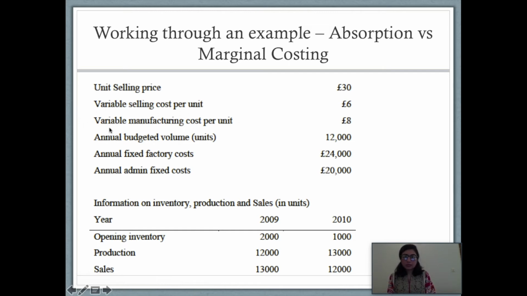Now you're going to see that there are two kinds of variable costs here. Variable selling costs and variable manufacturing costs. These two could be segregated into direct and indirect cost, right? So then we have the annual budgeted volume, which is what you have produced. Then you have the annual fixed factory costs, which is 24,000, and you have the annual admin fixed costs, which is 20,000. So we have again two kinds of fixed costs.